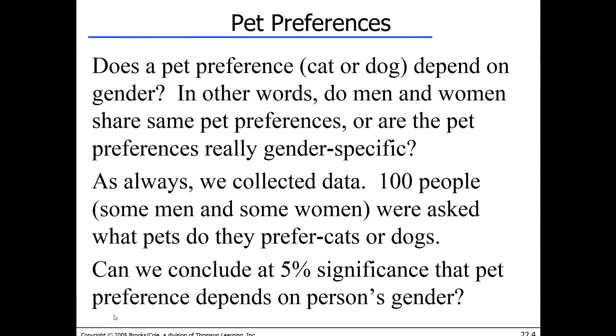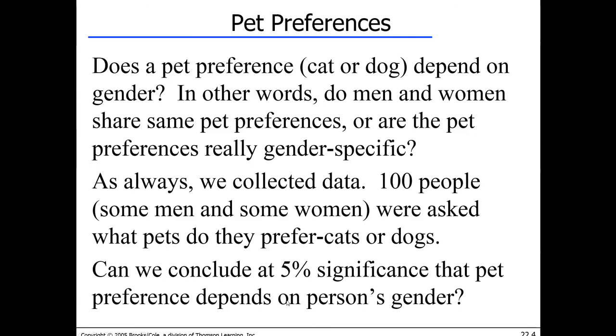We collected the data. We asked 100 people randomly, and some of them were men, some of them were women, right? So it was a completely random sample. Who do you prefer, cats or dogs? For each person we recorded two things: their gender, male or female, and what they like, dogs or cats. Okay. So here's the question that we're going to have to answer by the end of this lecture.